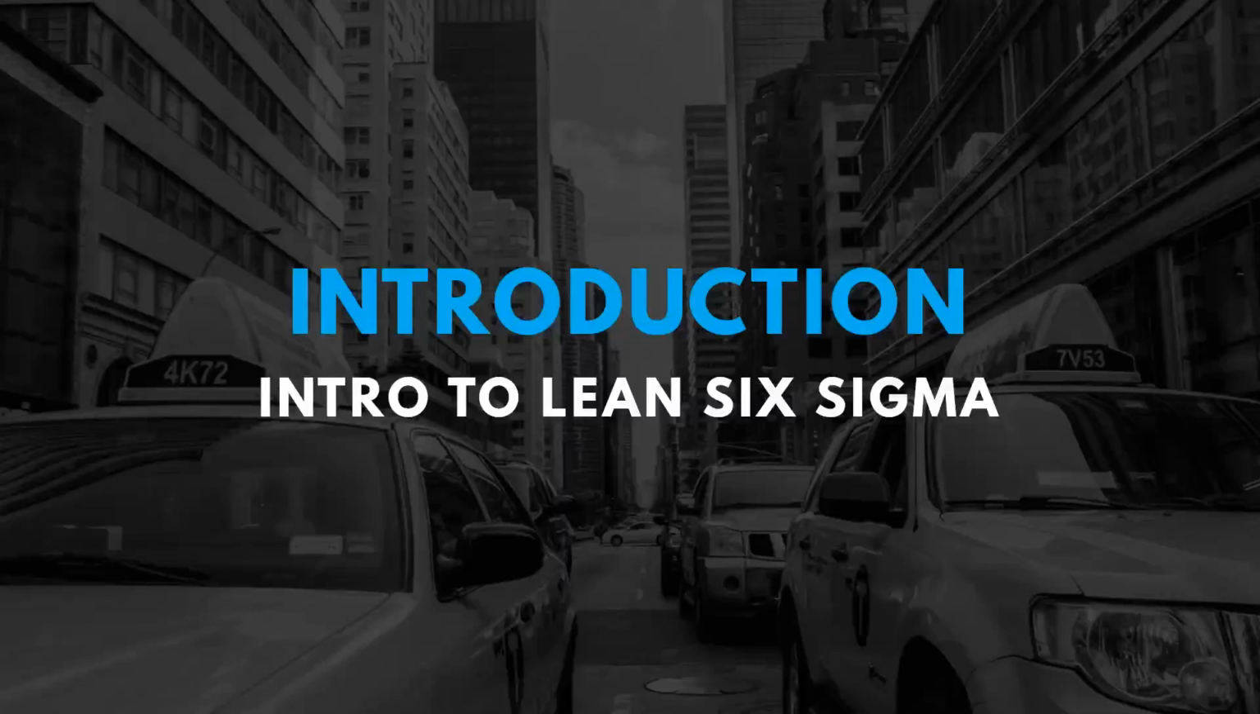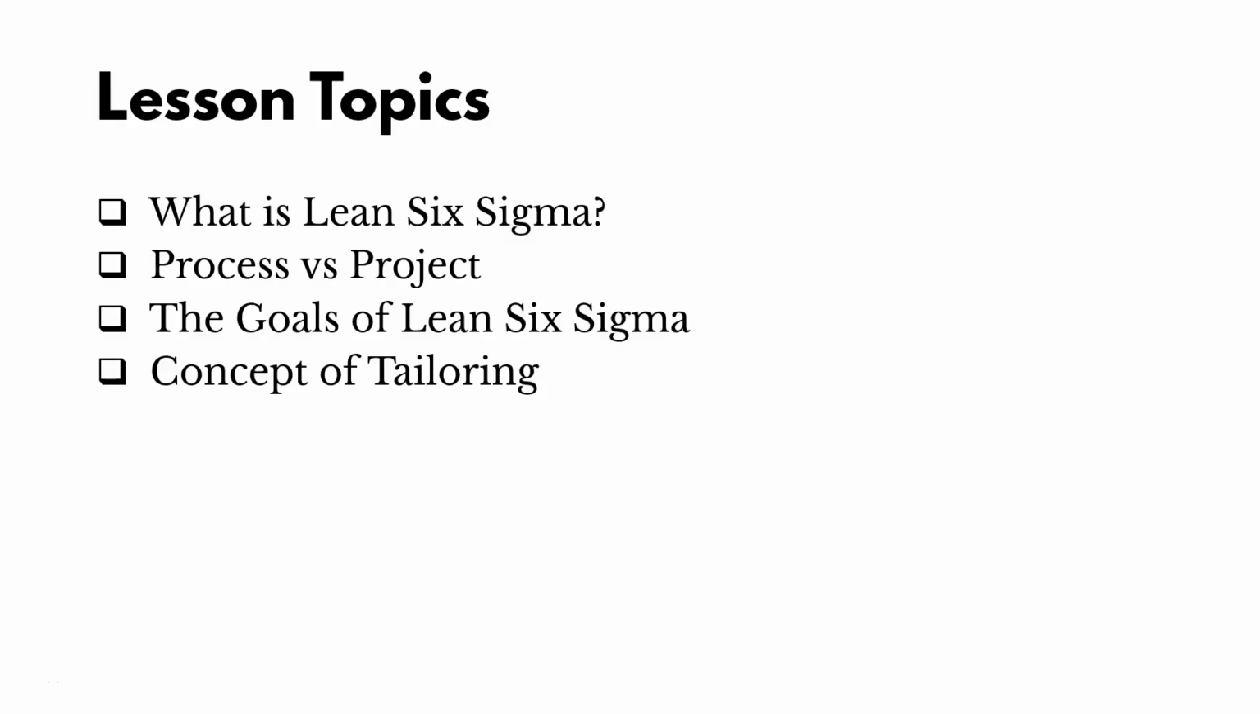Okay, now let's introduce Lean Six Sigma. There are 4 topics we're going to discuss in this lesson. The first is, what is Lean Six Sigma? And then what's the difference between a process and a project, which is going to be really important at the start here. And then what are the goals of Lean Six Sigma? There are really 2 primary goals. And we'll discuss the concept of tailoring.